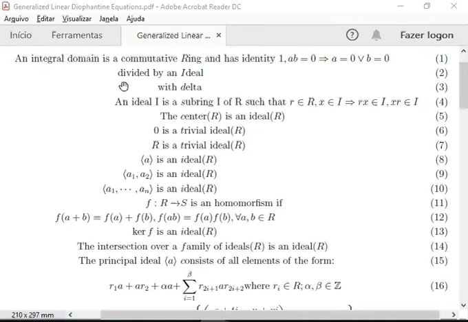In an integral domain divided by an ideal with a delta, that's where we're gonna work. A delta has already been explained. An ideal I is a subring I of R. We are working in R, such that if small r is in R and x is in I, then the products rx and xr are in I.